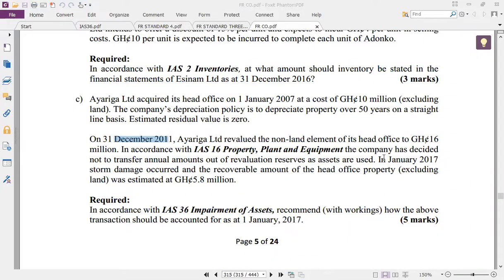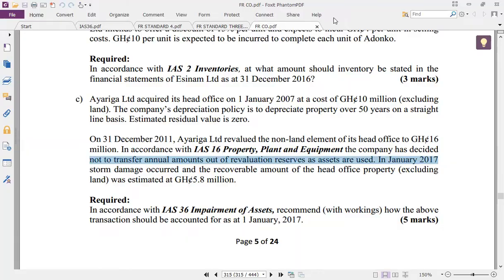It's mentioned the date. In financial reporting, be very sensitive to dates, and very sensitive to full stops and commas, but dates are the most important. So January 2017: can you find the current amount for me? Calculate the current amount of this property as at that date. Good, so let's calculate the current amount as at January 2017.